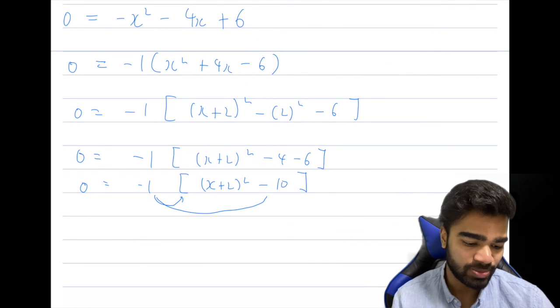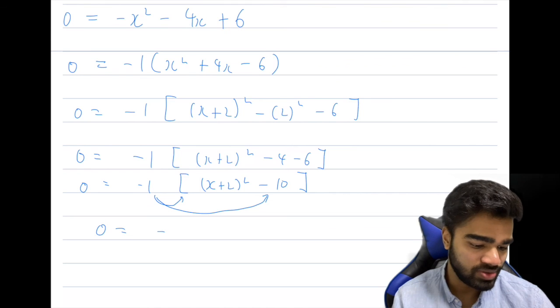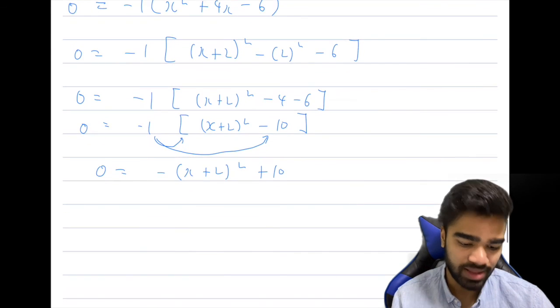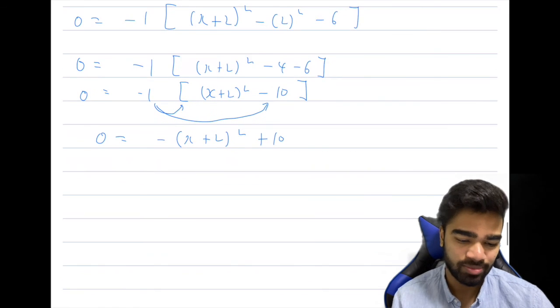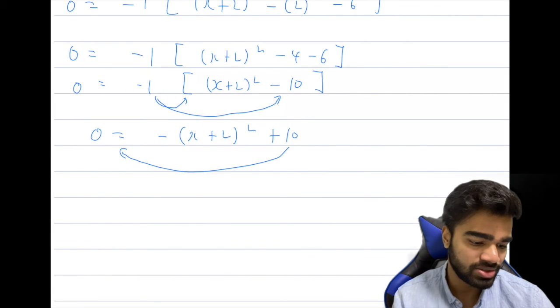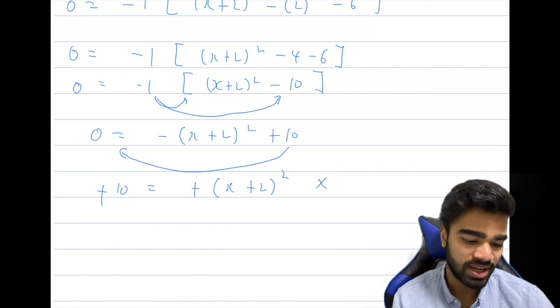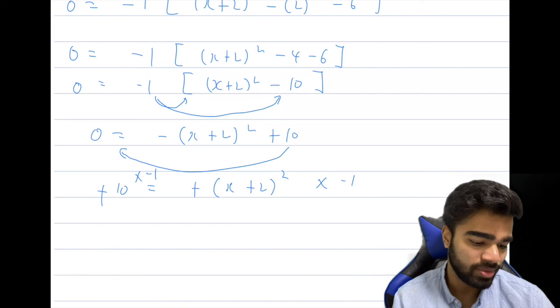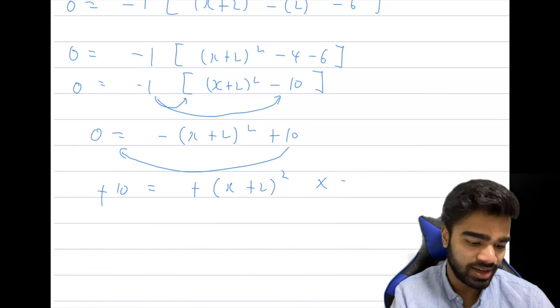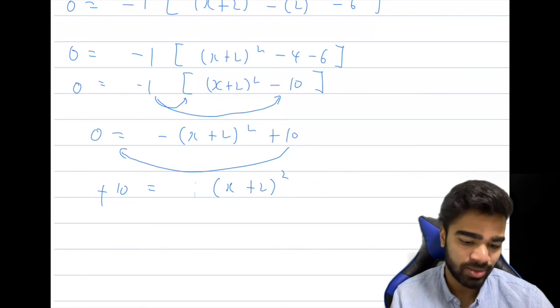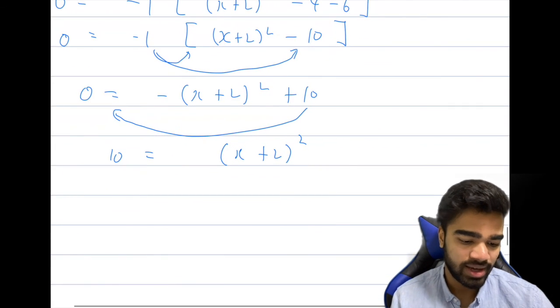Right, so now we need to expand this negative 1 back in. So you have 0 is equal to negative (x plus 2) squared plus 10 this time. So now you need to start solving by taking the whole number first to the other side. So you have negative 10 is equal to negative (x plus 2) whole thing squared. Now you can cancel out the negatives from both sides by multiplying both sides by negative 1. That's how you can cancel out the negatives. So I have 10 is equal to (x plus 2) squared.